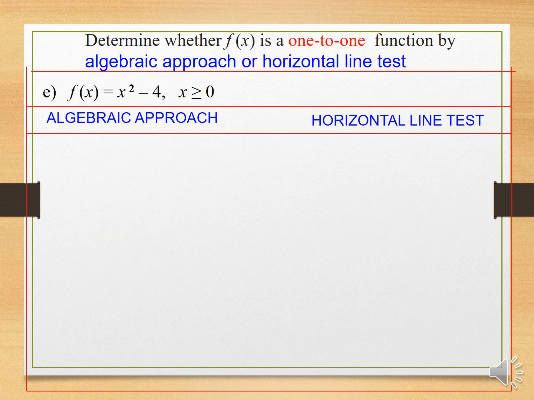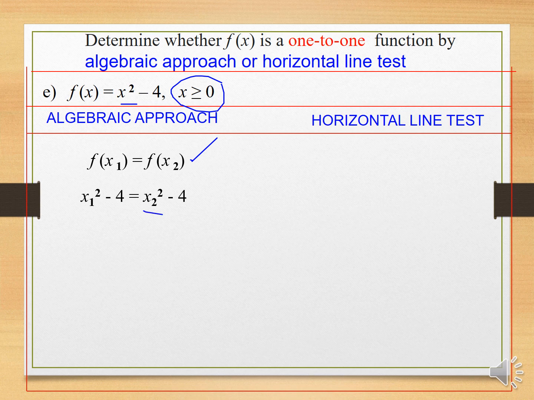Next, the graph is the function f(x) equals x squared minus 4 for x more than or equal to 0. So this is the domain given in the question. By using the algebraic approach, let f(x1) equals f(x2) at the beginning, and then substitute f(x1) from f(x). We get x1 squared minus 4, and on the right side, f(x2) equals x2 squared minus 4. Simplifying this, we have x1 squared equals x2 squared. Therefore, x1 equals plus or minus x2.